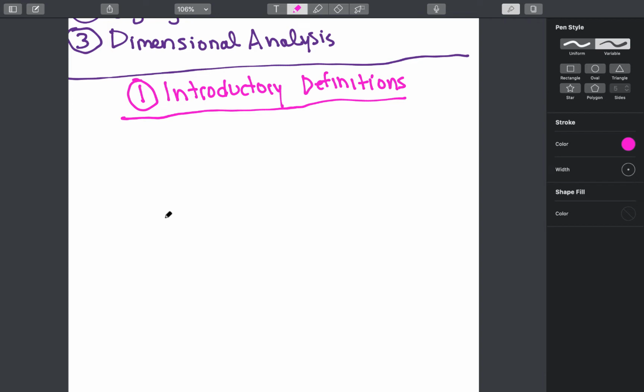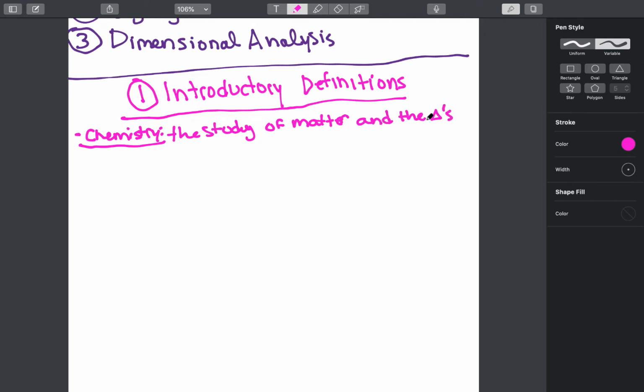So, what is chemistry? Chemistry is just the study of matter and the changes that it undergoes. Whenever I write a triangle, that means changes. So chemistry is the study of matter and the changes that it undergoes.